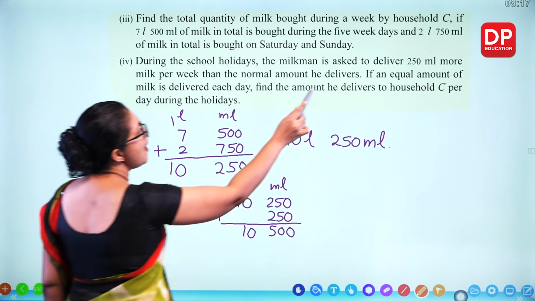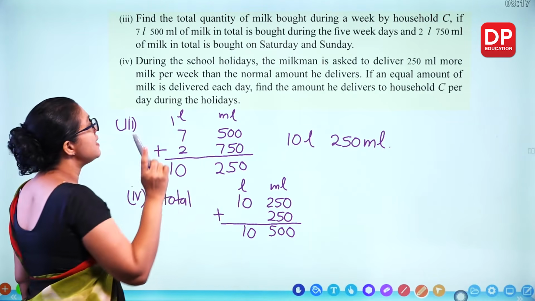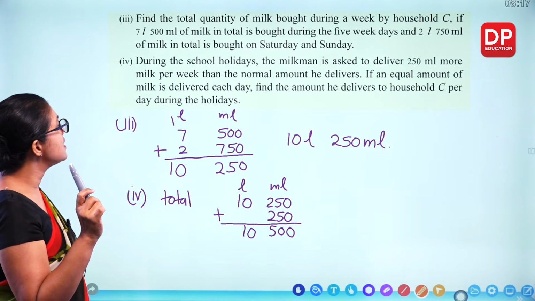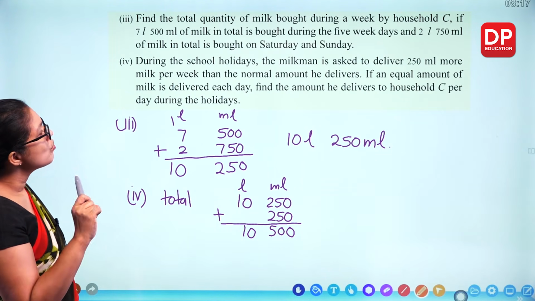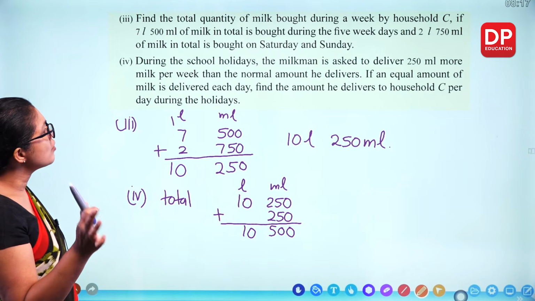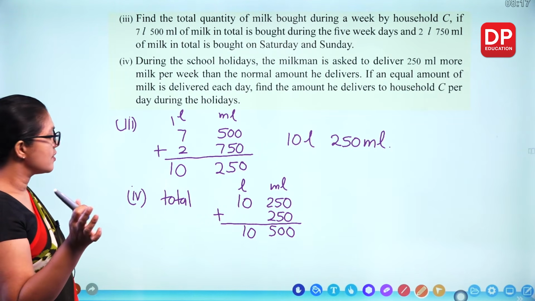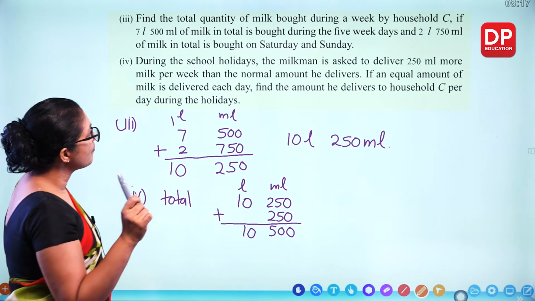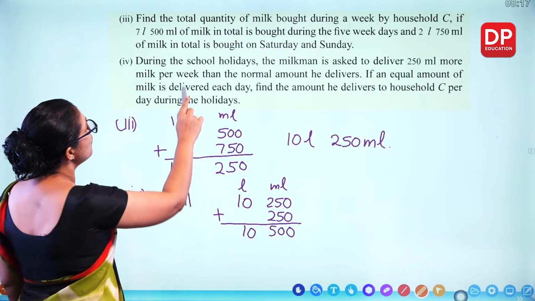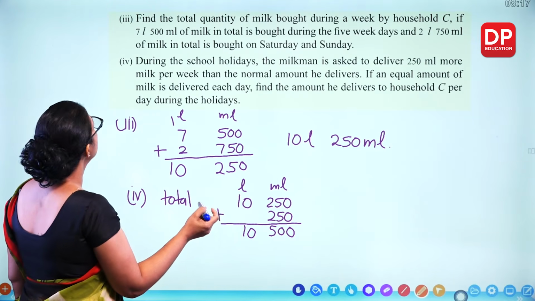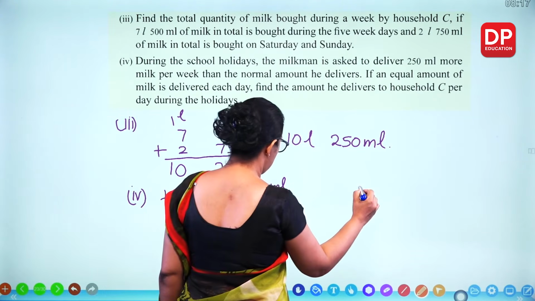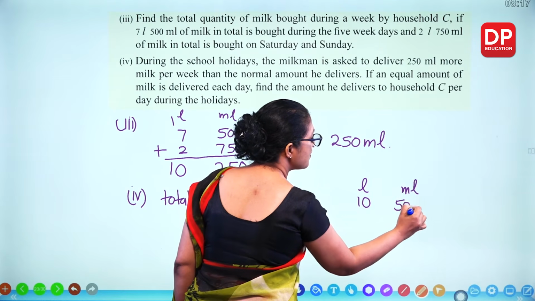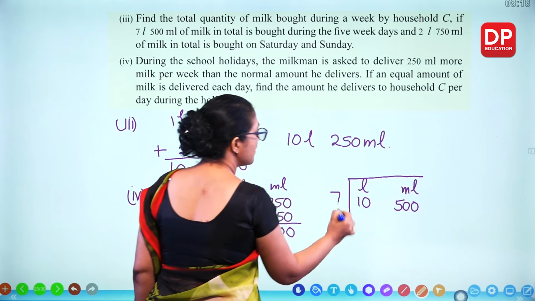Now, if an equal amount of milk is delivered each day, find the amount he delivers to household C per day during the holidays. So how many days altogether? 7. So you have to divide this by 7. This is for the whole week. So 7 days we have to take. So what's the final answer? So liters 10, milliliters 500. This divide by 7.